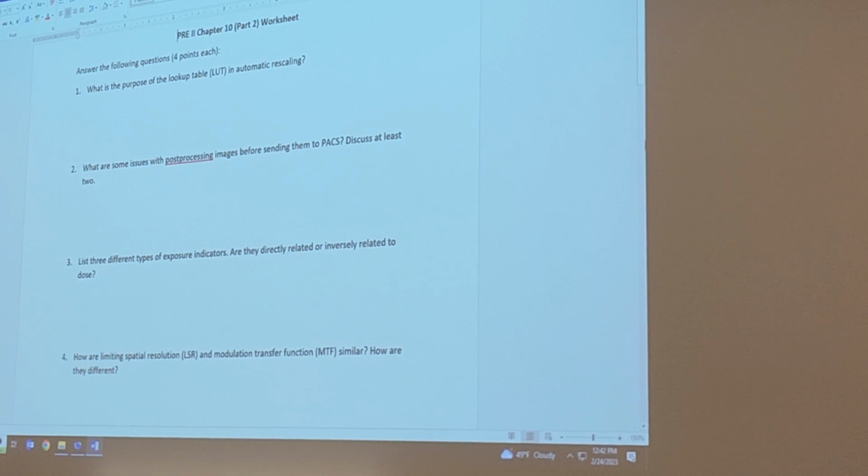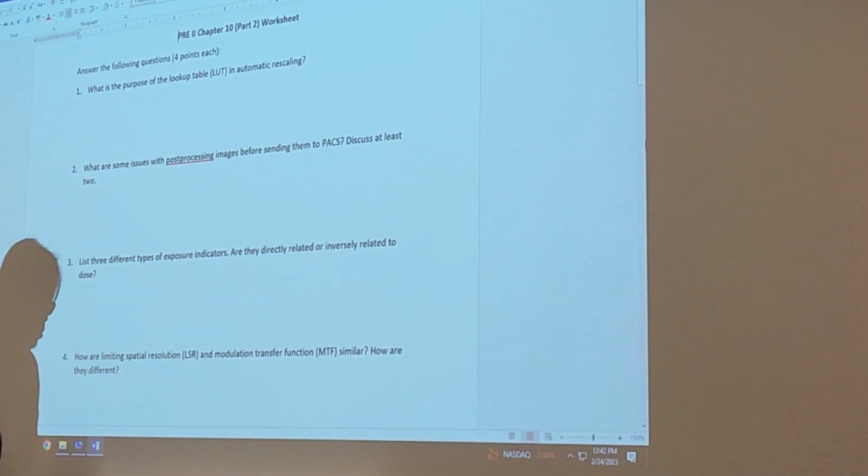So, what are some issues with post-processing images before sending them to PACS? So, give us one of them. What is an issue with post-processing? You can change the image or something. Mhm. They can misdiagnose or something. Okay, so by changing the image, you may change how the image looks, and then it may cause the doctor to misdiagnose the patient. All right. If the doctor wants to change it back to the original look, are they able to do so? No. No. Very good. Right.